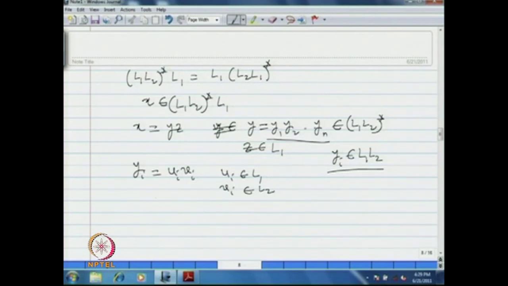Now, you know that the string v_i u_{i+1} belongs to L2 L1. So, it is quite clear that u_i belongs to L1 and v_i belongs to L2. Therefore, v_i u_{i+1} must belong to L2 L1.